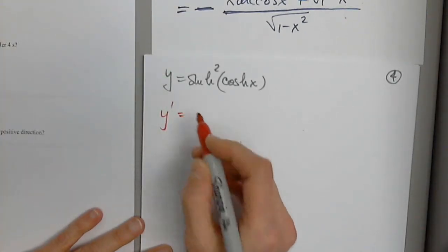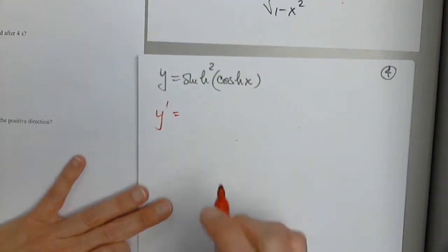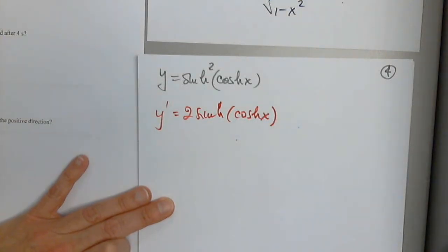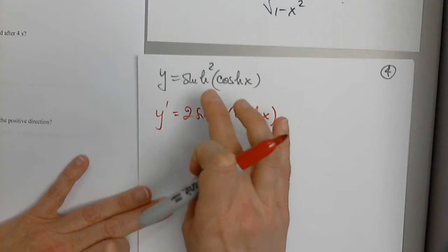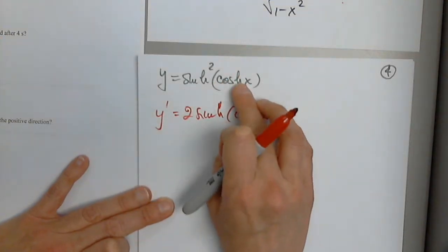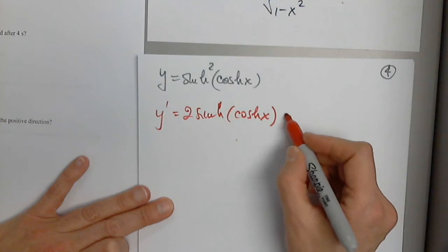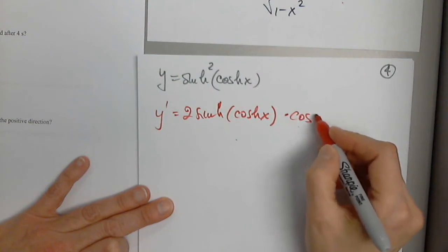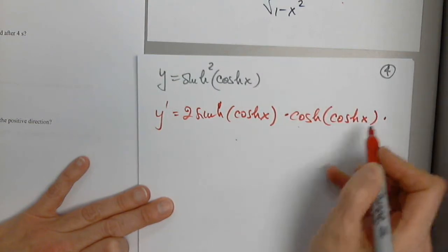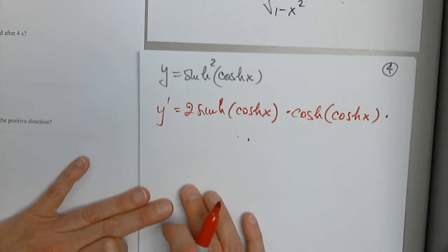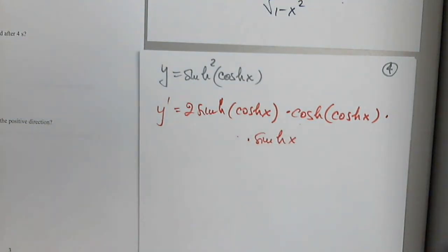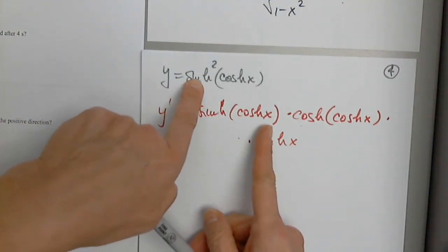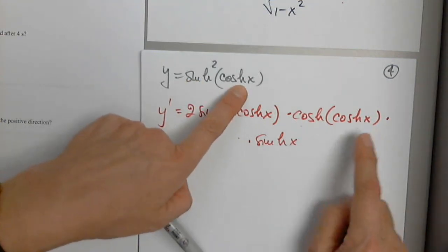Can anyone dictate? Anyone would like to? Y prime equals 2 hyperbolic sine of hyperbolic cosine. Remember, you cannot separate these two. It's hyperbolic sine of hyperbolic cosine. Good? Times cosine, hyperbolic cosine of hyperbolic cosine times, yes, hyperbolic sine. Perfect. So 2 times sine times the inner function prime times the innermost function prime.